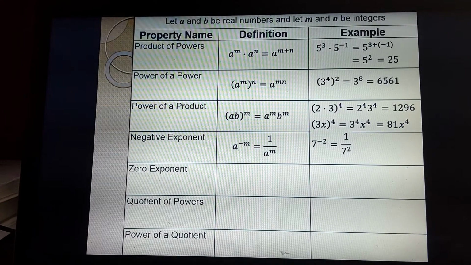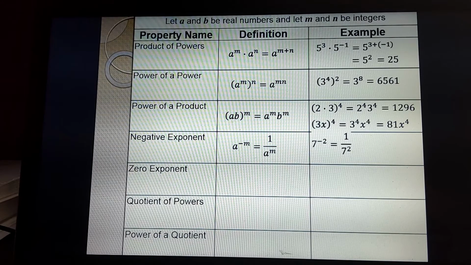So you might see a problem like this. 7 to the negative 2 equals 1 over 7 squared. Because I see the 7 to the negative 2, I'm going to take the 7 and flip it to 1 over 7. And then my negative 2 becomes a positive 2. So that becomes the same thing as 1 over 49.